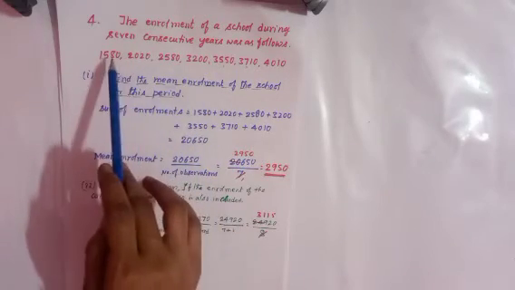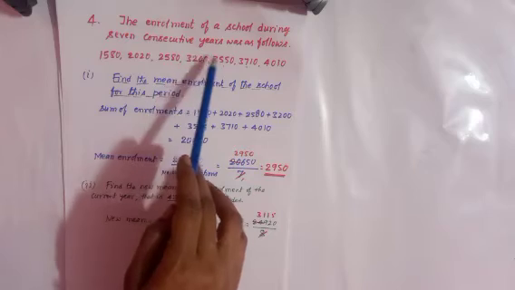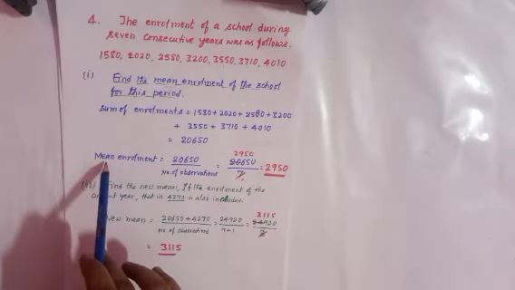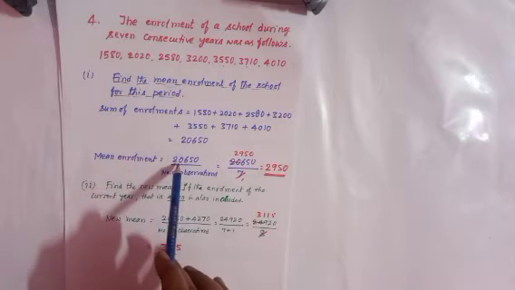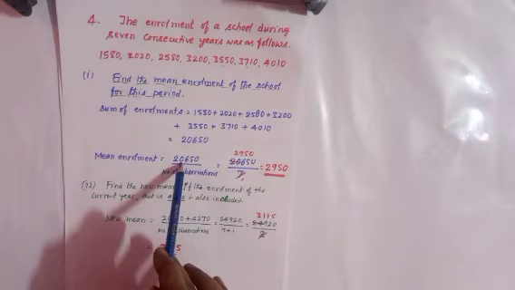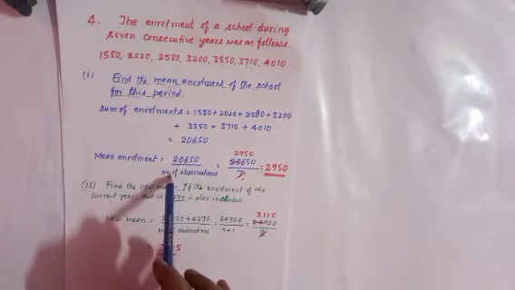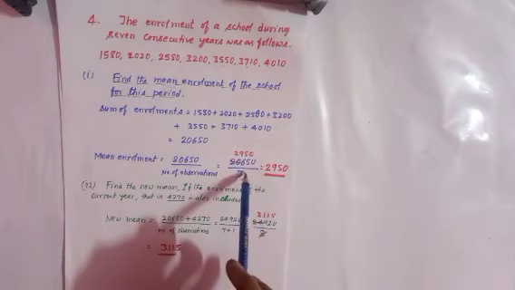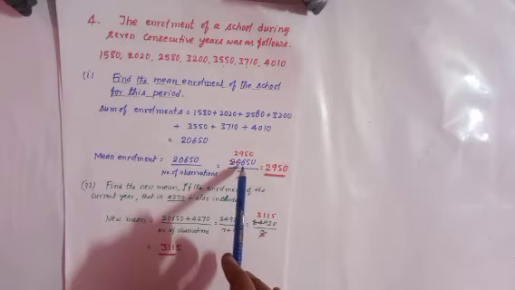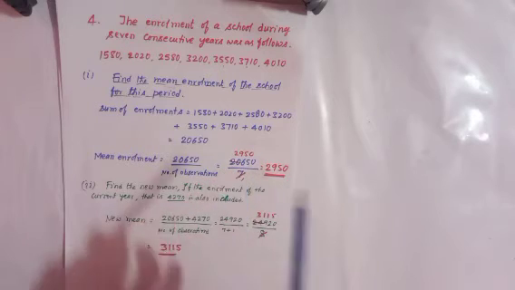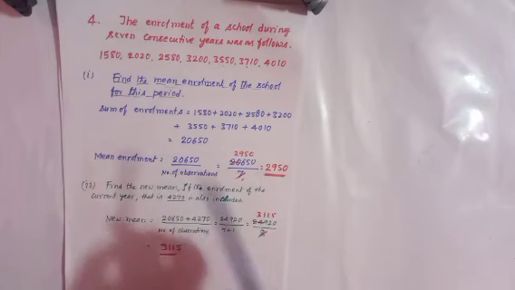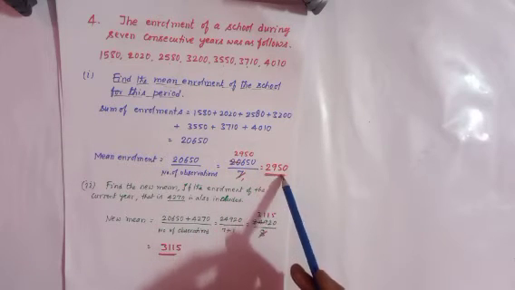The number of observations means how much here? 1, 2, 3, 4, 5, 6, 7. So we write here mean equals the sum of all observations divided by the number of observations. So how much did we get here? 20,650 divided by the number of observations, which is 7. When we divide 20,650 by 7, we get 2,950. So mean equals 2,950.